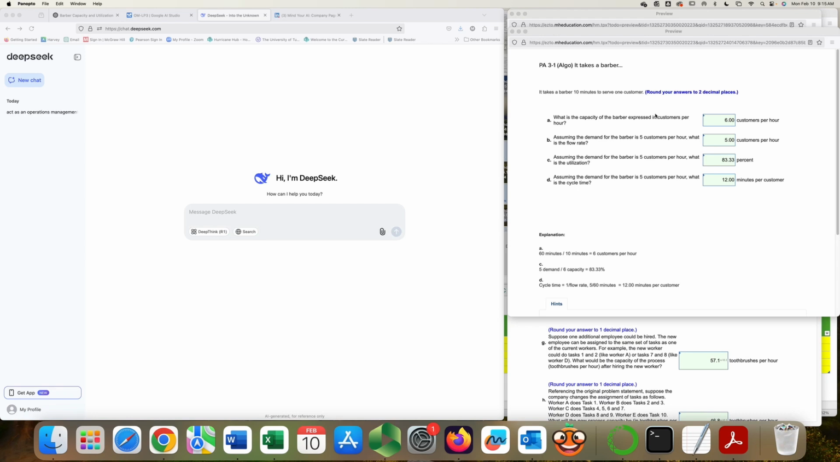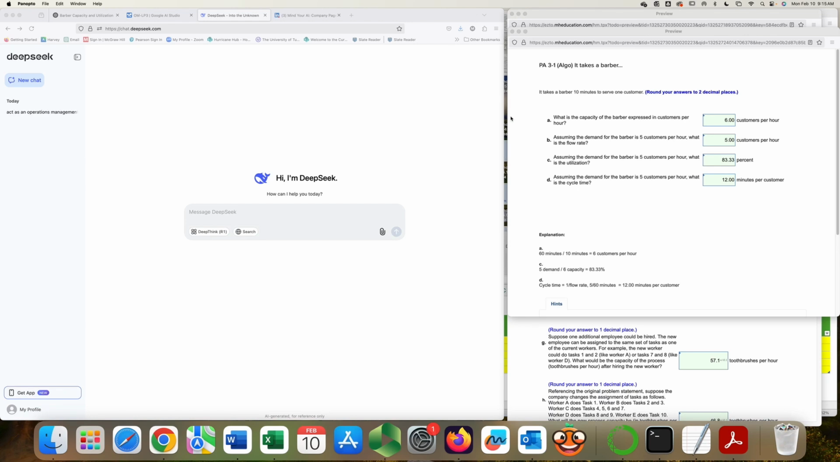And then it asks, if the demand is 5, then what happens? The whole process would be demand constrained. So you don't have 6 customers to serve, but you have 5. Then your flow rate will be 5 customers per hour, because now demand dictates the flow rate. And then the questions about utilization and the cycle time, I don't want to get into the details of the solutions. Again, this is the easiest question, and my purpose is not to teach operations management, but to compare these different large language models.